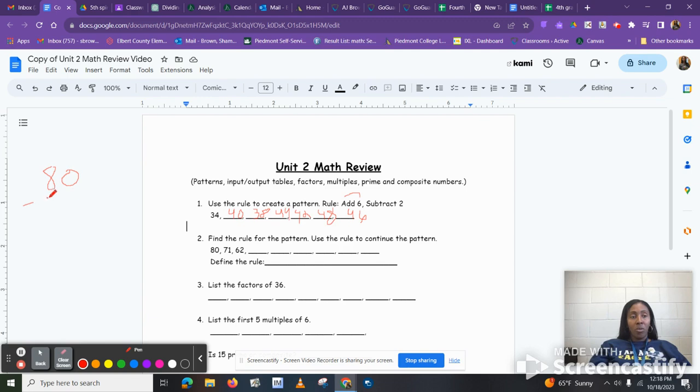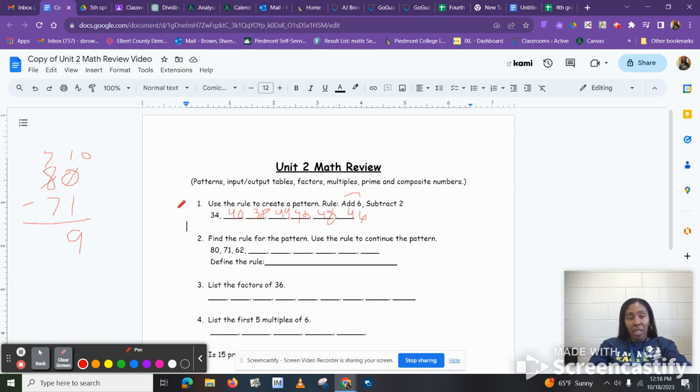So I'll just do 80 minus 71 right here. I can't do 0 minus 1, so I need to borrow. That's going to give me 7 over here. Then my 0 is going to be 10. So if I subtract 10 minus 1, I get 9. Then 7 minus 7 is 0. So my rule, to get from 80 to 71, I subtract 9.